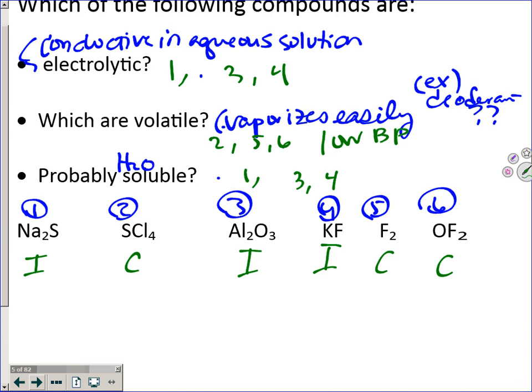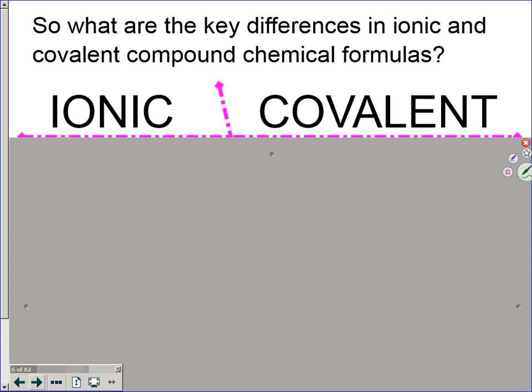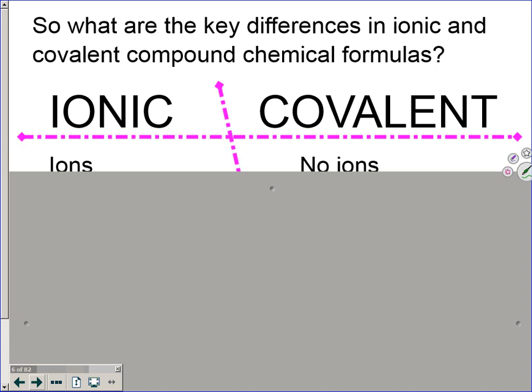You should be able to look at metals and non-metals quickly. I think this is important. Make a list. Ionic, covalent. Let's make a chart of what would be found in a compound formula. This is like the foundation. If you get the foundation, you should be sitting pretty. So key differences in ionic and covalent compound names or formulas are as follows.